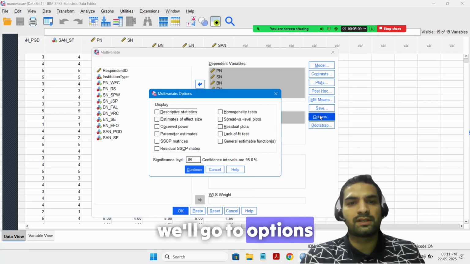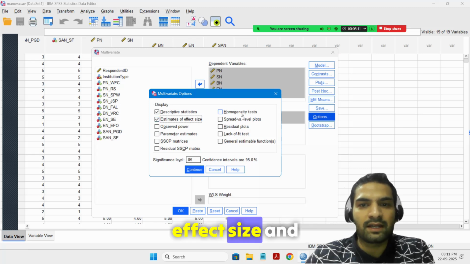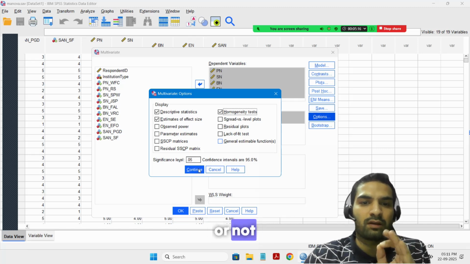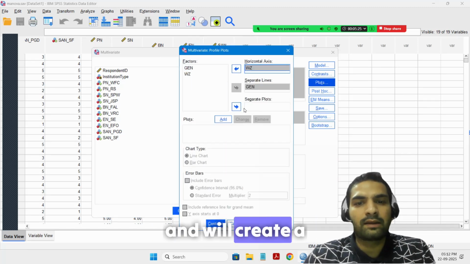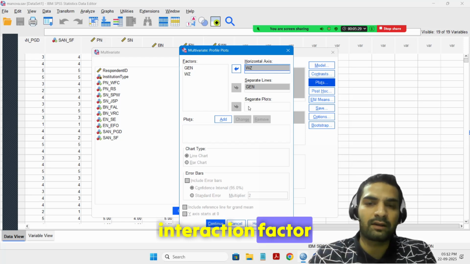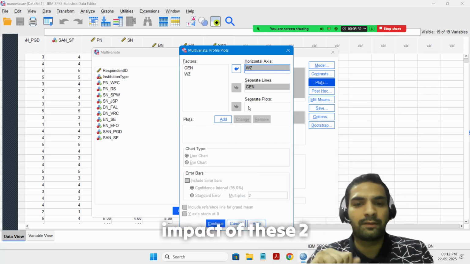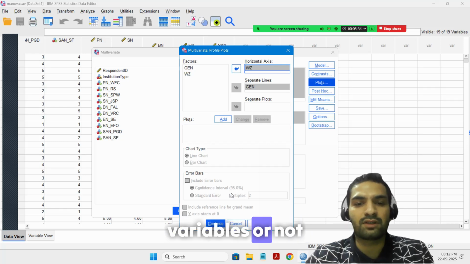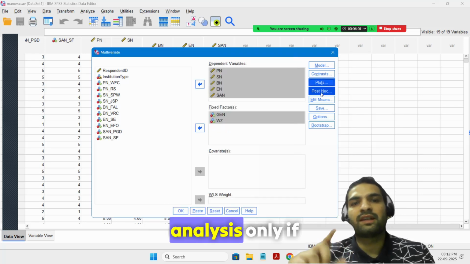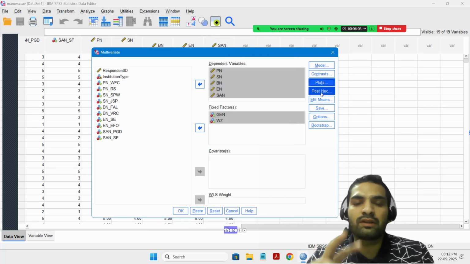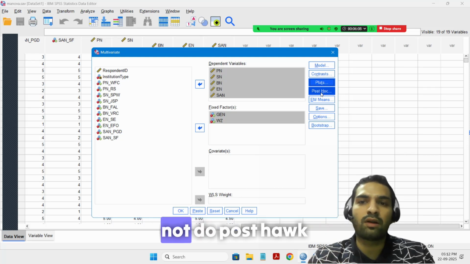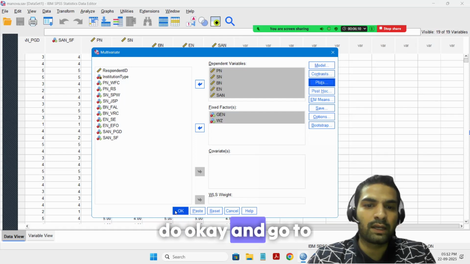We'll go to Options, check Descriptives, Effect Size, and Homogeneity Test to check whether the assumption of MANOVA is fulfilled or not. Then we go to Plots and create a plot to check if there is an interaction impact of these two independent variables or not. Okay, so this gives us the interaction factor. Remember, we'll do the post hoc analysis only if we found a significant mean difference between the groups. If not, then we'll not do post hoc. So we're going to click okay and go to the analysis.